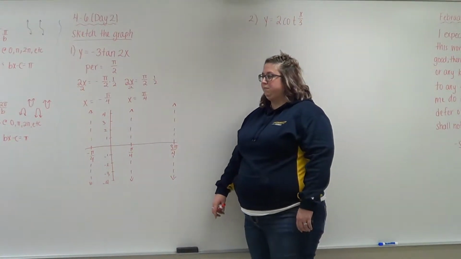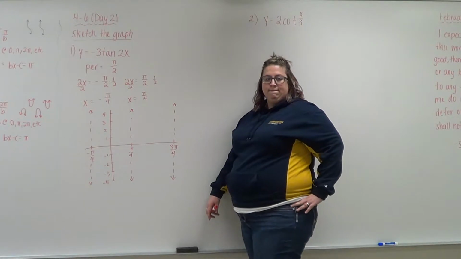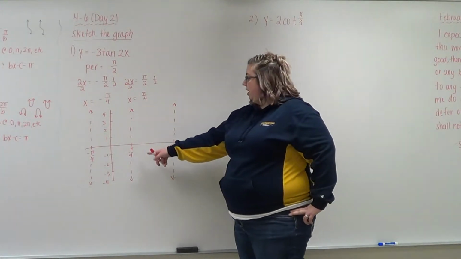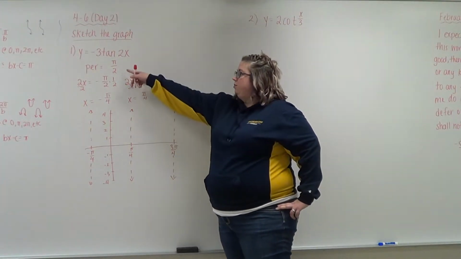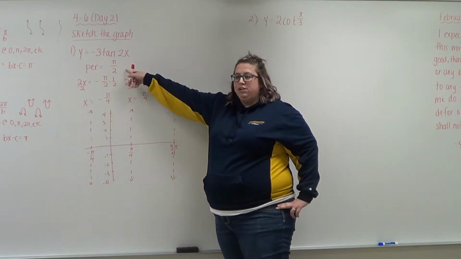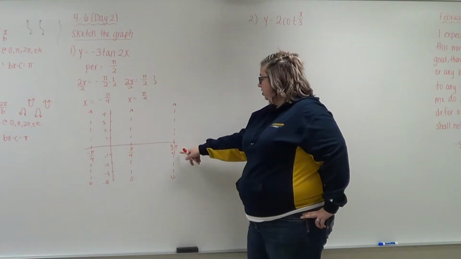How do I get that? Anybody know? Okay, let's have it pi over 4. If I take pi over 4 plus pi over 2, so 1/4 plus a half is 3/4. So my period ends at 3 pi over 4.